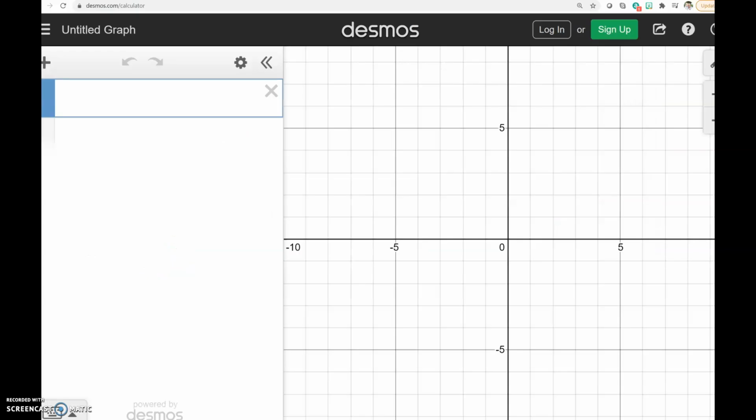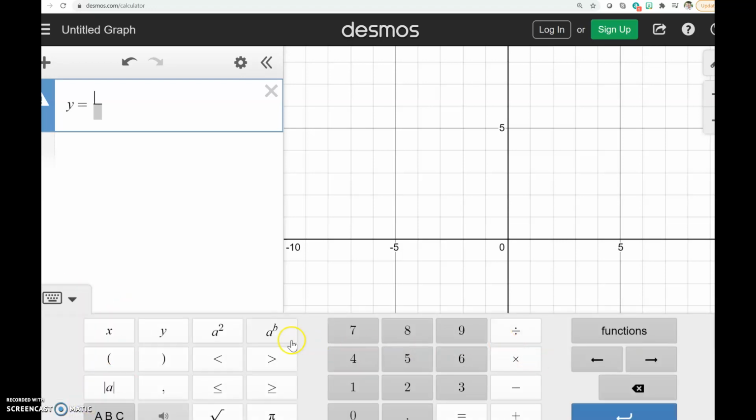If we want to put this in Desmos, we just have to be a little bit careful how we type it in. So I've got y equals, I need to click in here so it knows that I want to type something in. Y equals, I'm going to hit my division key first to create a fraction. Or if you were using this keypad, you just hit the division button and it creates that fraction for you.